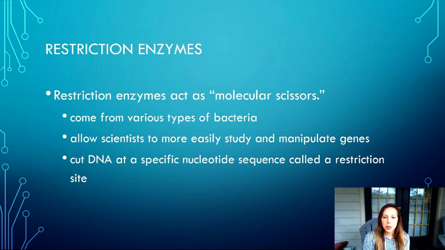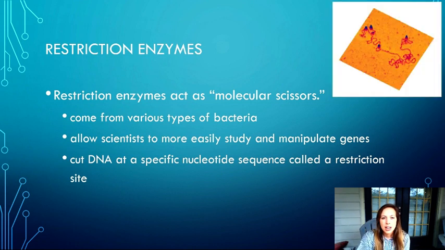So restriction enzymes, pretty cool. They're like little molecular scissors. So they're going to cut the DNA that these scientists are working with at specific spots. They're going to look for bases in order, and when they find the bases in order that they are supposed to cut at, they'll cut the DNA into fragments. It comes from various types of bacteria, allows scientists to more easily study and manipulate genes, and they're going to cut our DNA at a specific nucleotide sequence called a restriction site. So restriction enzymes cut at restriction sites. Should be easy to remember.